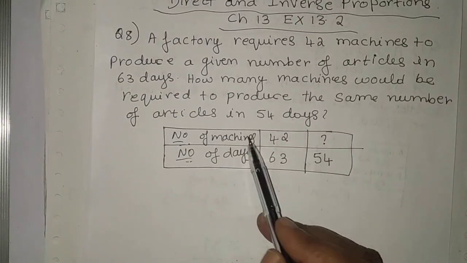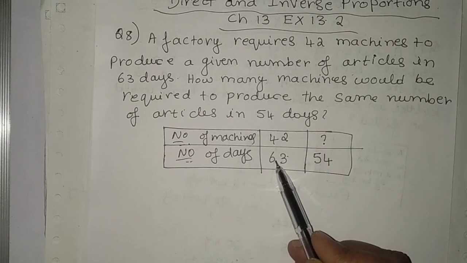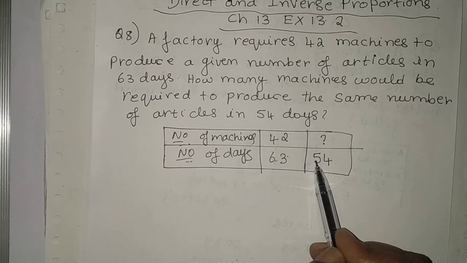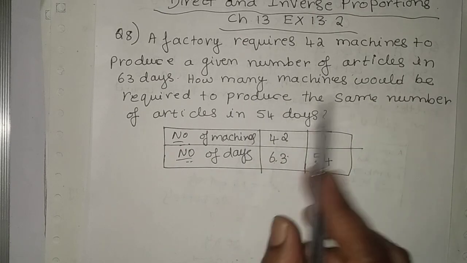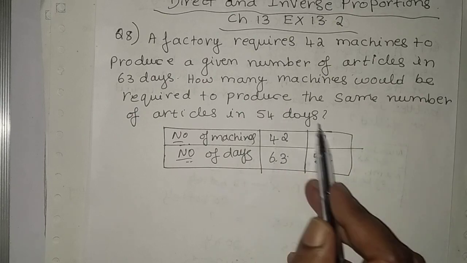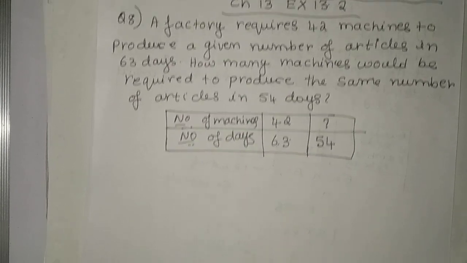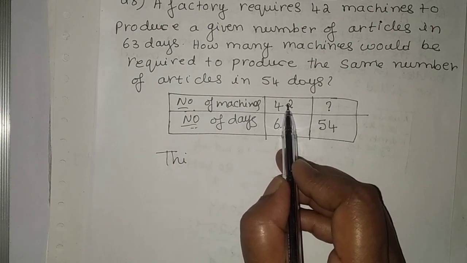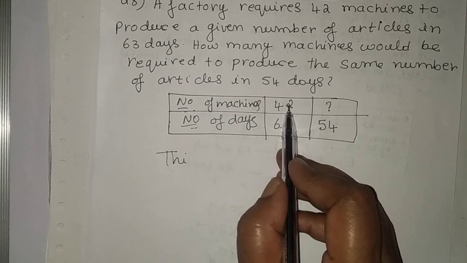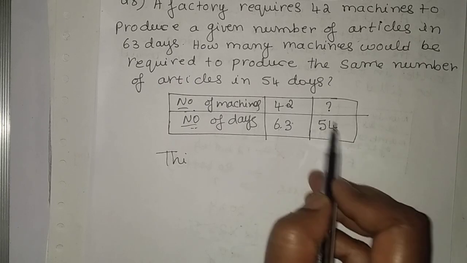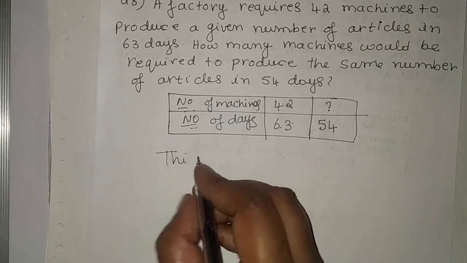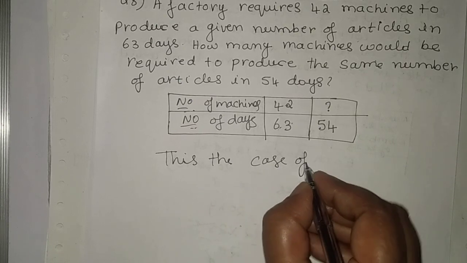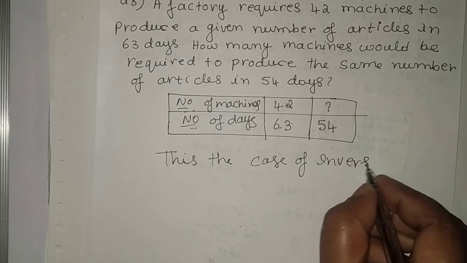That's all. The factory requires 42 machines to complete the work in 63 days. Then we have to calculate how many machines are required to produce the same number of articles in 54 days. So we have to find the number of machines. So this is also the case, as the number of machines increases, the number of days decreases. So this is the case of inverse proportion.